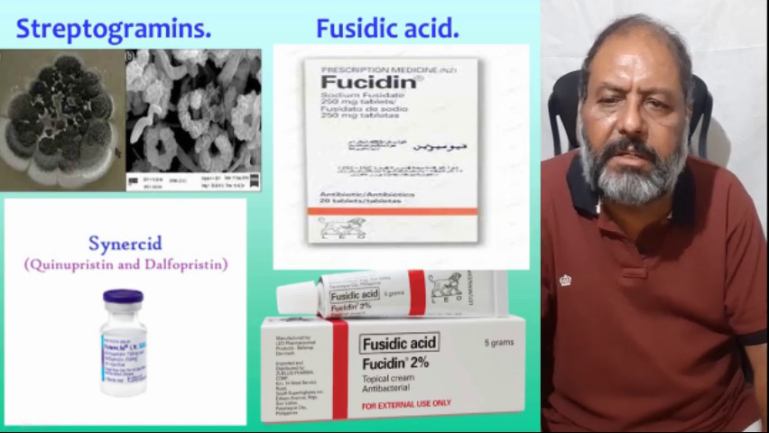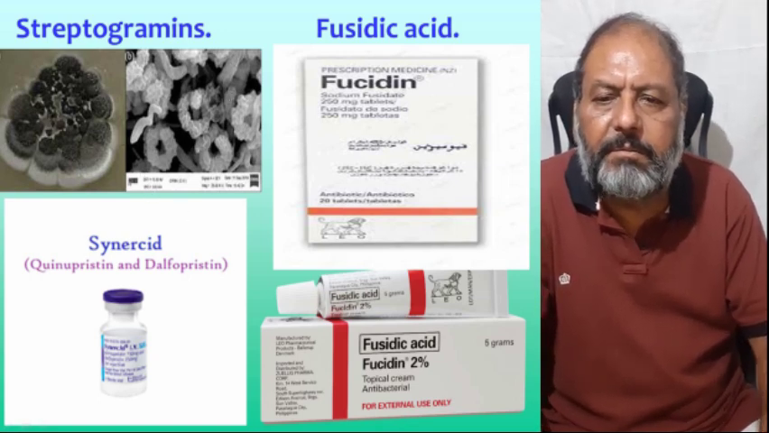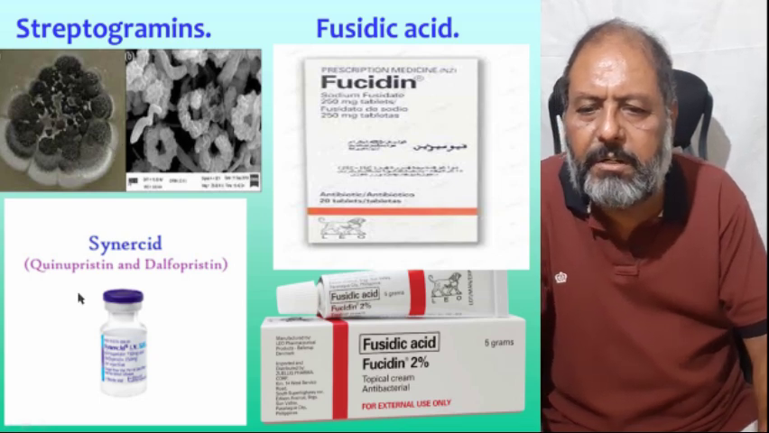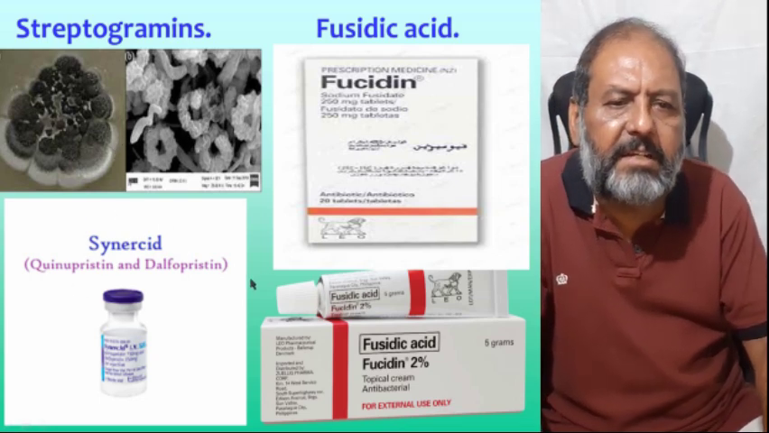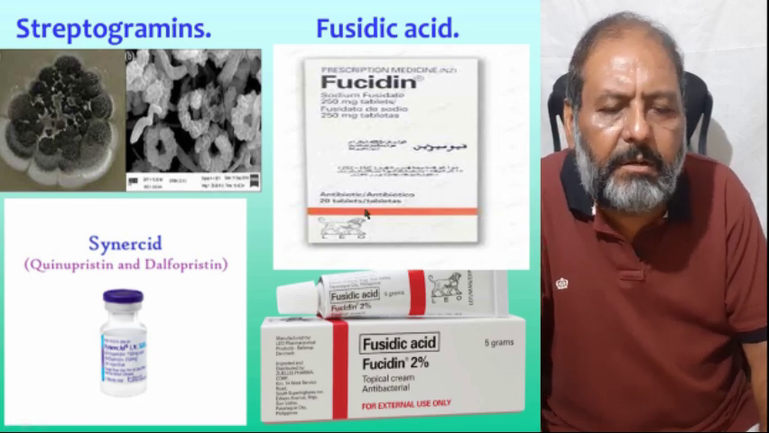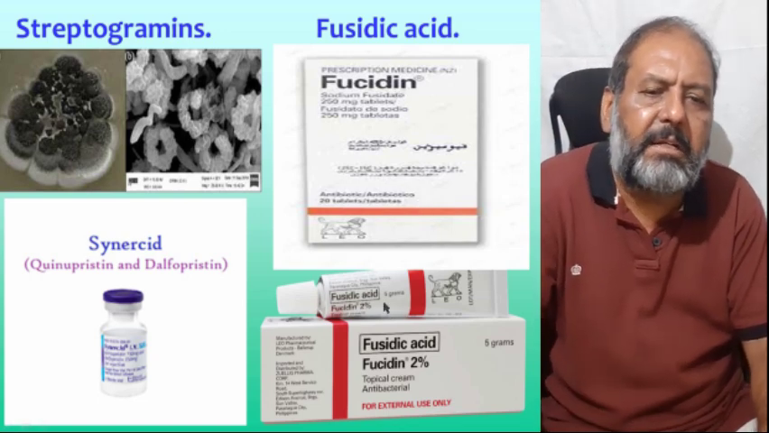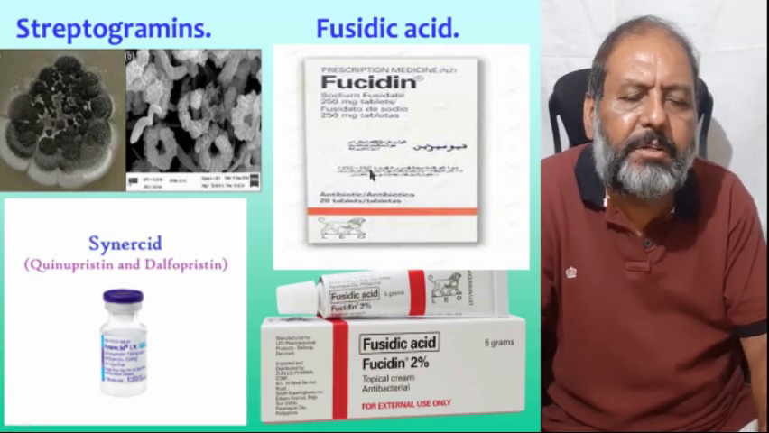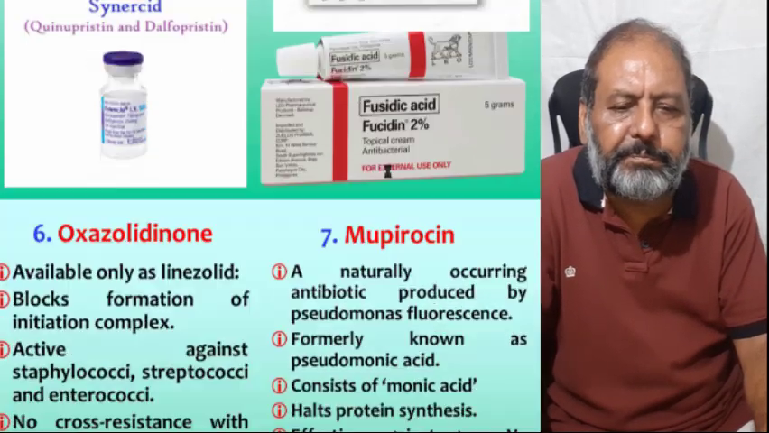Here one can see the streptogramin, produced by a fungus, available as Synercid. This is Fusidin, available as topical as well as systemic-use tablets, so it can be used according to the need.